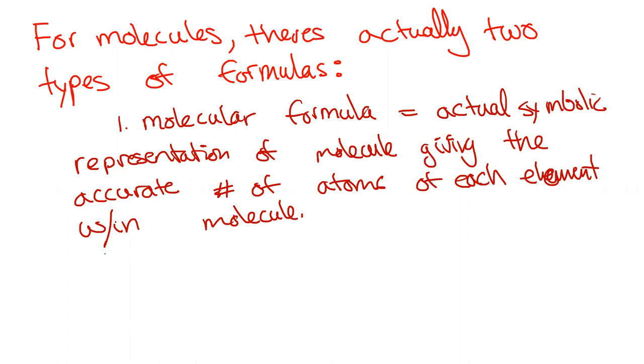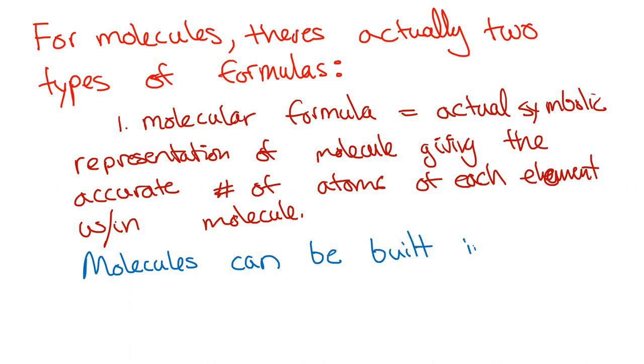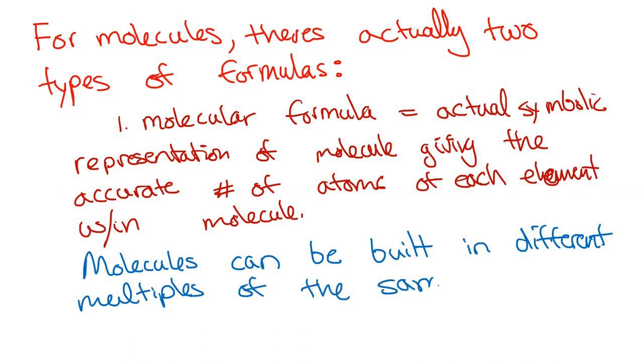So I'm going to say molecules can be built in different multiples of the same ratio of elements. That's another way to think about what I'm saying. So molecules can be built in different multiples of the same ratio of elements. Does that make sense? Okay.